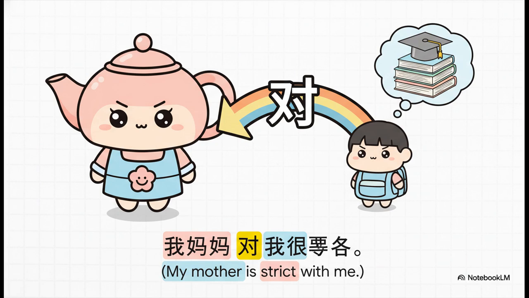For example, 我妈妈对我很严格. Literally, this means my mother towards me is very strict. But of course, we translate that as my mother is strict with me. It is the perfect way to describe someone's attitude or behavior towards someone else.